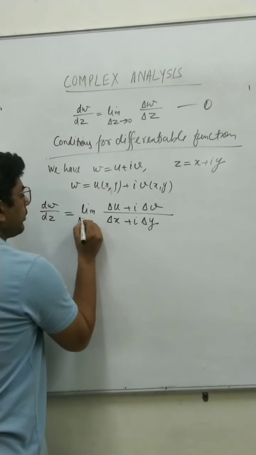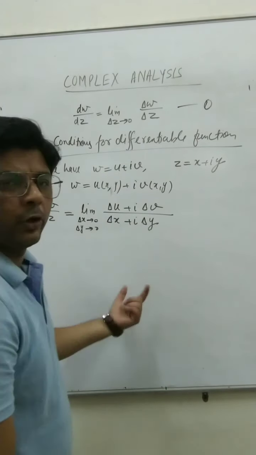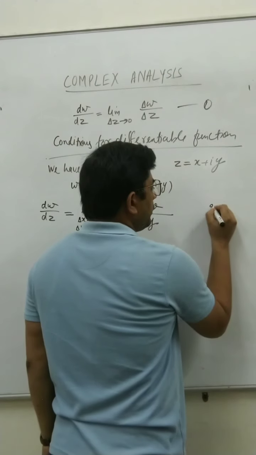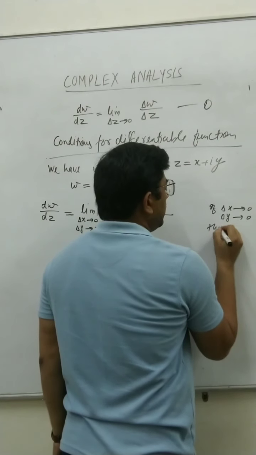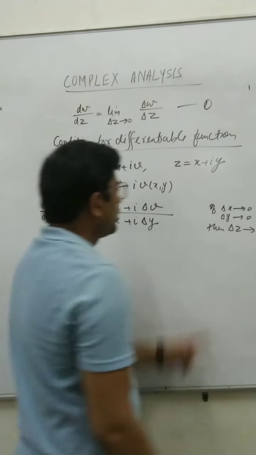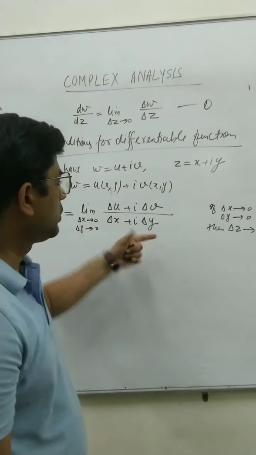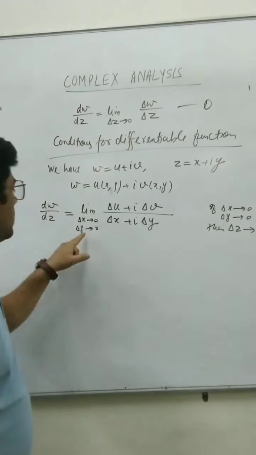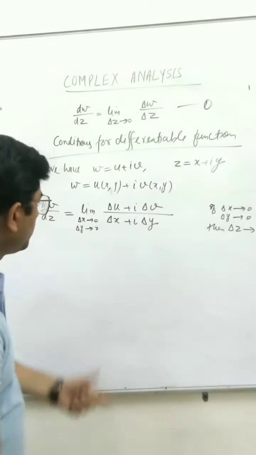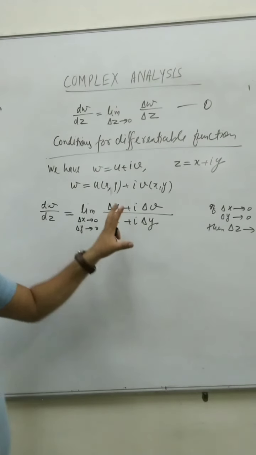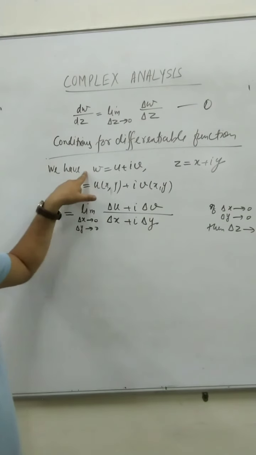So here we can write Δx tends to 0 and Δy tends to 0, because it can be easily seen that if Δx tends to 0 and Δy tends to 0, then Δz tends to 0. What is Δz? Δz is Δx plus iΔy. So if Δx tends to 0 and Δy tends to 0, then Δz tends to 0. This means Δz tends to 0 can be written in this form: Δx tends to 0, Δy tends to 0. So we have put the values of z and w.